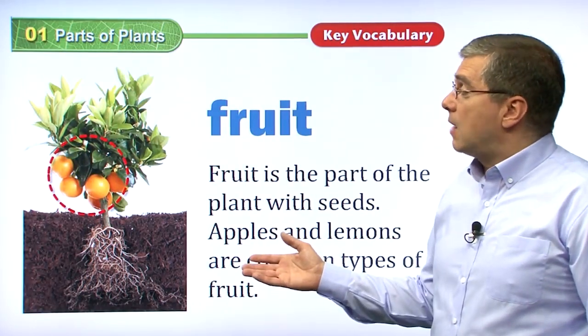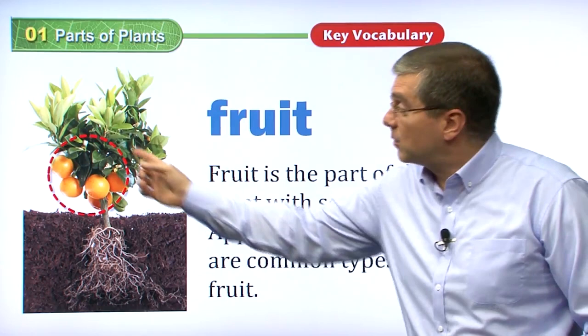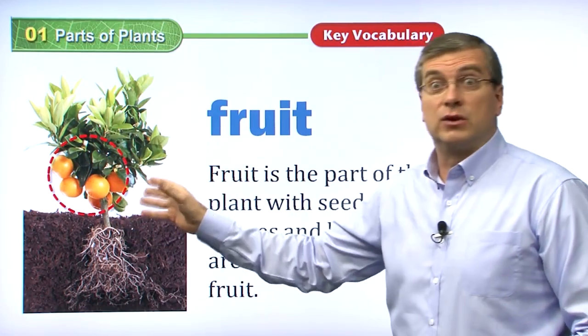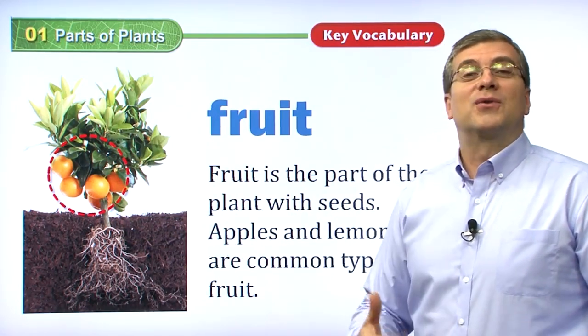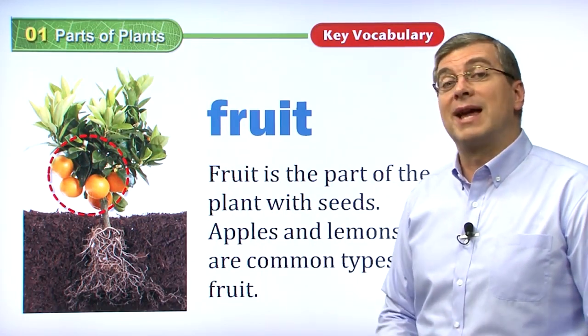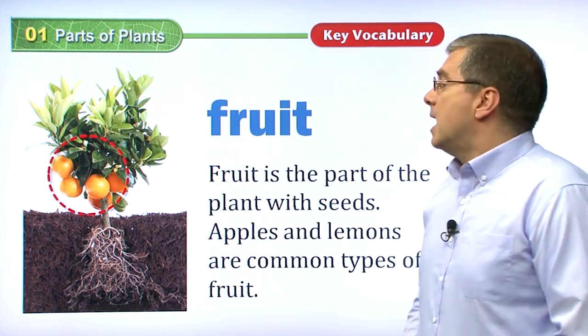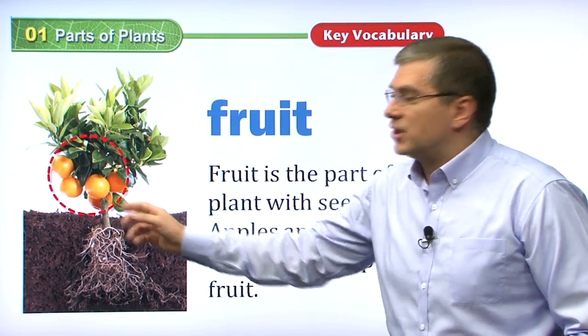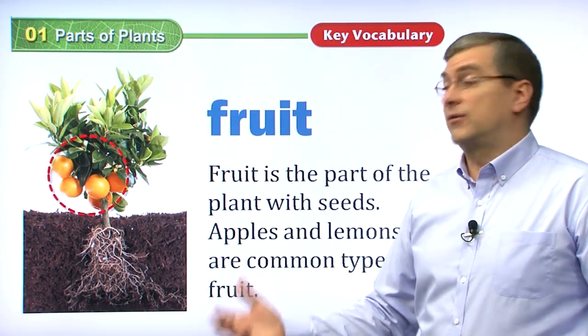Okay, well, these flowers, they produce fruit. Now, here we see an example of fruit. These look delicious, don't they? Fruit, of course, is good for us. It's part of the plant that we eat. Some plants. These, of course, look like oranges. There are many different kinds of fruit.